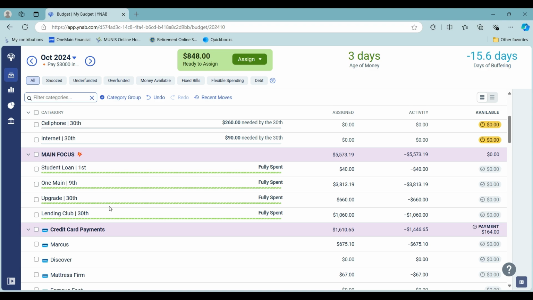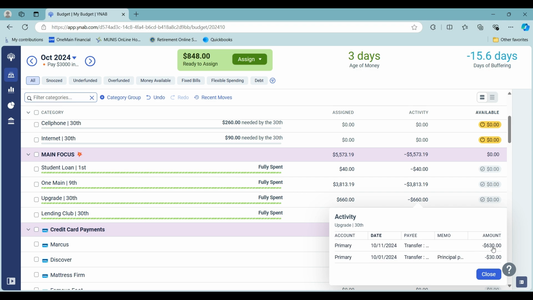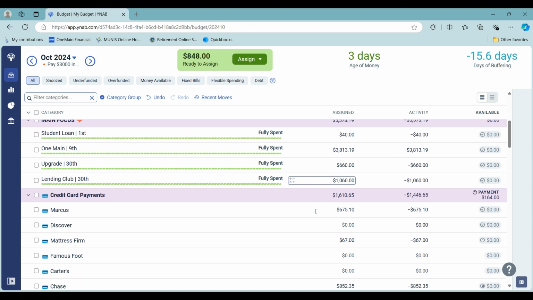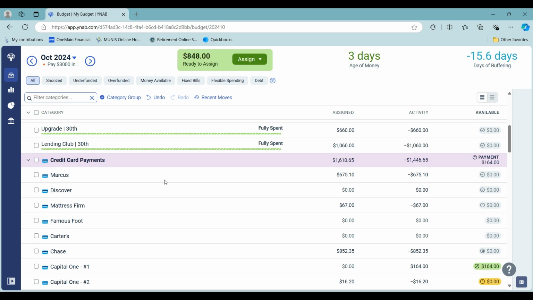And then we'll worry about the auto loan at a later date, which is what I did. So you could see here, there's $660 that was paid out to Upgrade because I made that minimum monthly payment of $630. And LendingClub, that is also fully paid for the month of October. And because I did pay them so early, you guys, it cut down so much on the interest, which I'm very happy about.